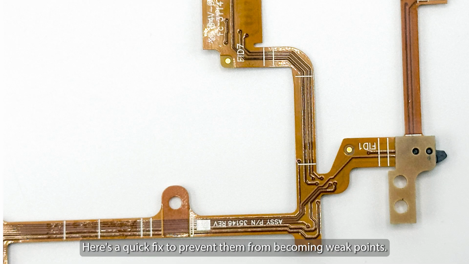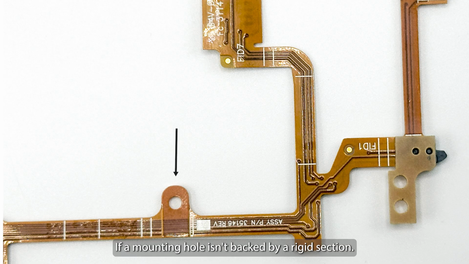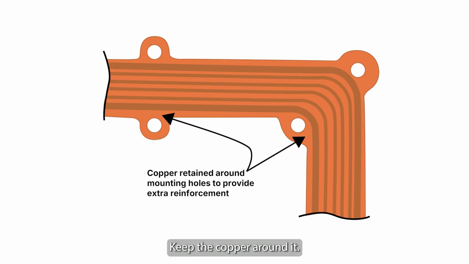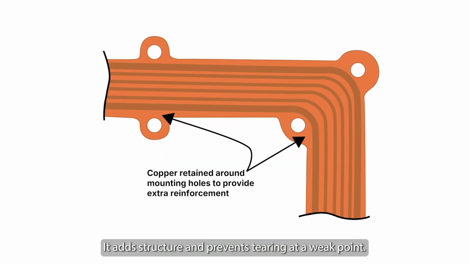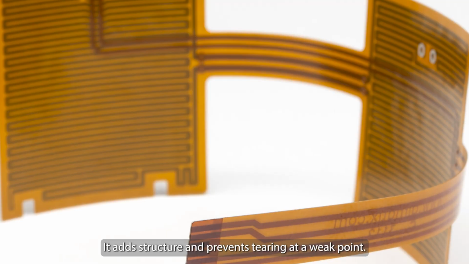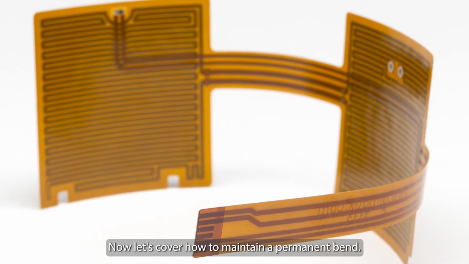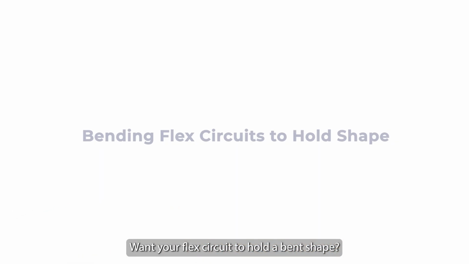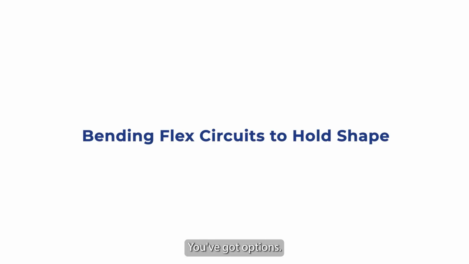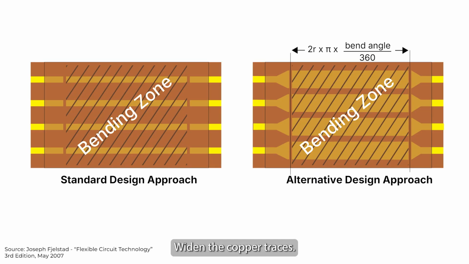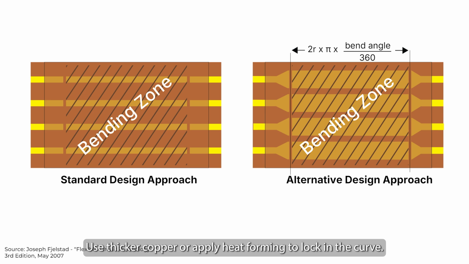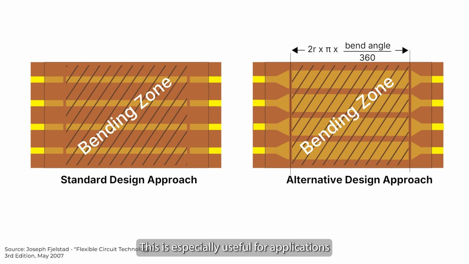What about unsupported mounting holes? Here's a quick fix to prevent them from becoming weak points. If a mounting hole isn't backed by a rigid section, keep the copper around it. It adds structure and prevents tearing at a weak point. Now let's cover how to maintain a permanent bend. Want your flex circuit to hold a bent shape? You've got options. Widen the copper traces, use thicker copper, or apply heat forming to lock in the curve. This is especially useful for applications that need the circuit to stay in place.